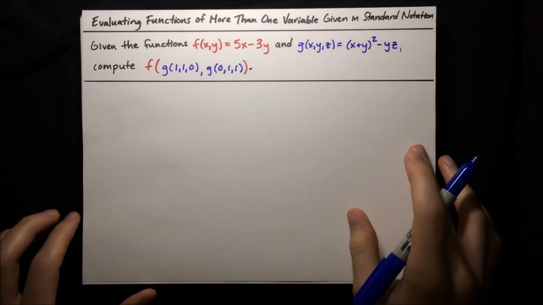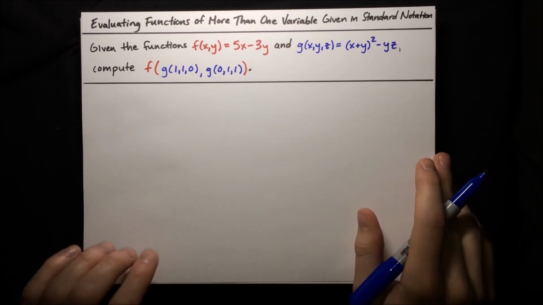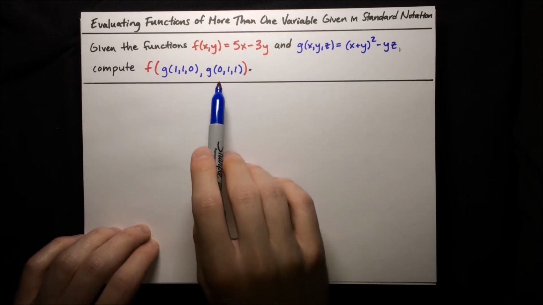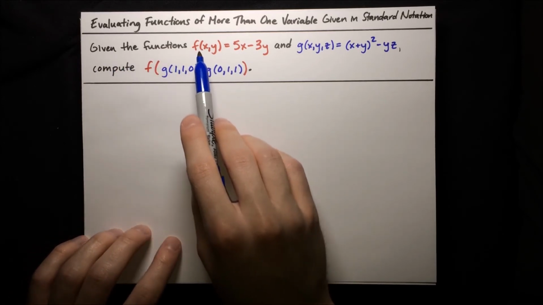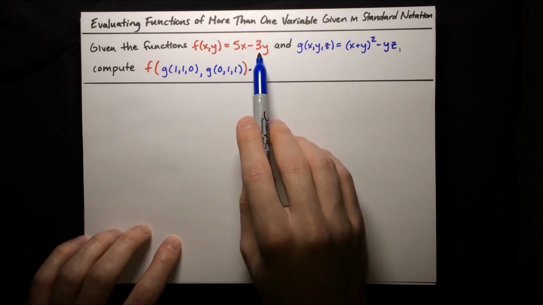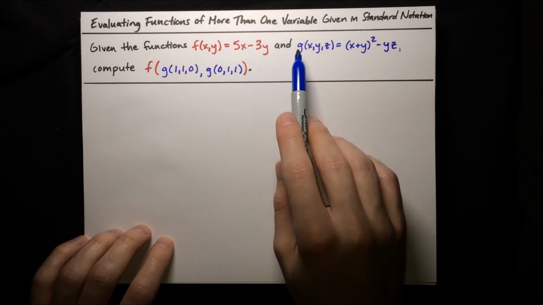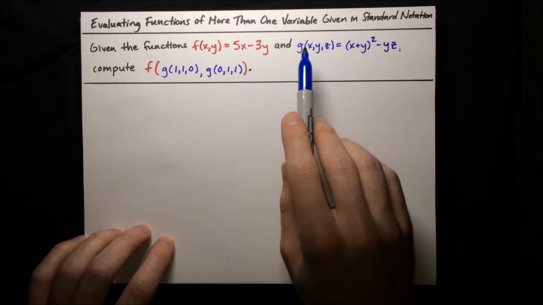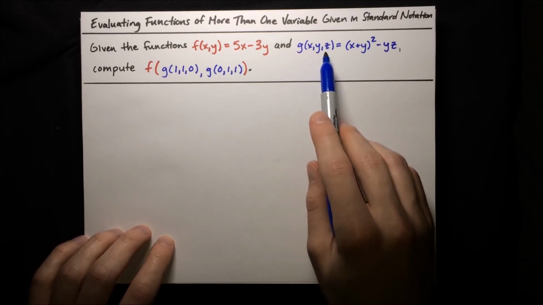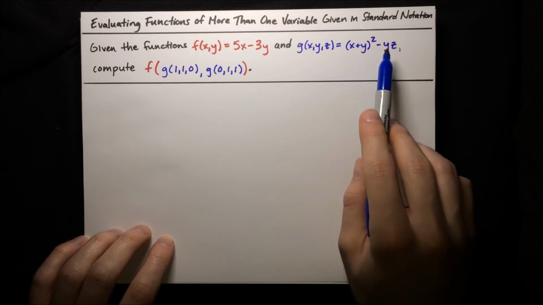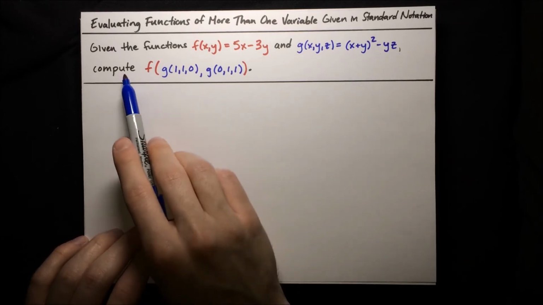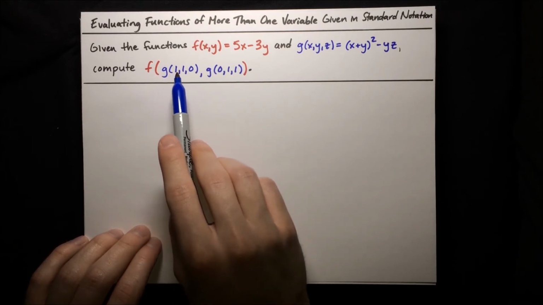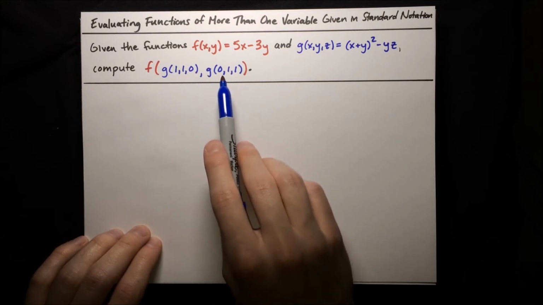Alright, here's a second example here, and this example probably looks a lot scarier. We've got this huge expression here, but it's really not so bad, as we'll see. So we're given these functions, f of x and y is 5x minus 3y, that's the same function as before. And we also have another function, which is now a function that accepts three inputs, x, y, and z. So the function g of these three inputs, x, y, and z, is just x plus y, the quantity squared, minus yz. And we want to compute f of the two inputs. One of them is g of 1, 1, 0, and the other one is g of 0, 1, 1.